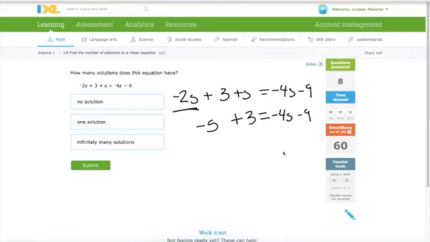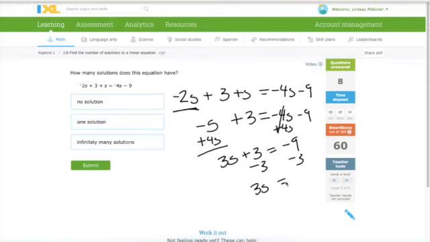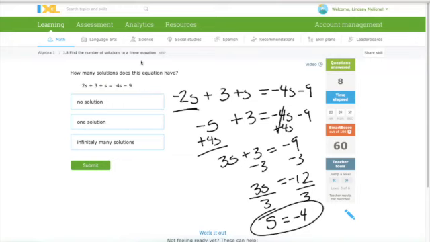So we are going to have a solution because when I go to combine my s's, I'll add 4s to both sides. And I get 3s plus 3 equals -9. I subtract 3 from both sides and get 3s equals -12. And when I divide 3 on both sides, I get s equals -4. That means that there is one specific solution.